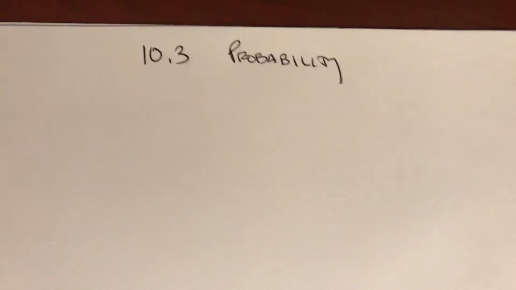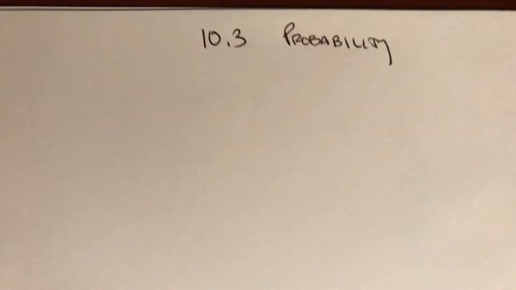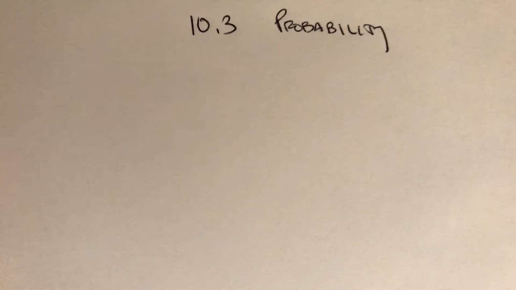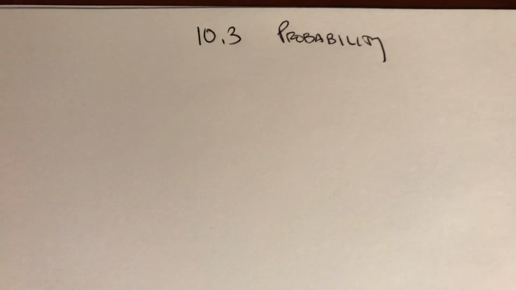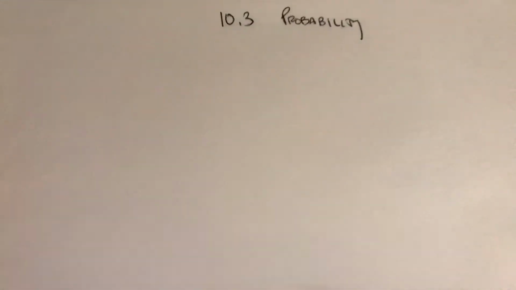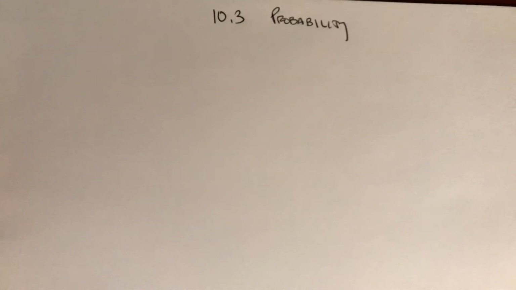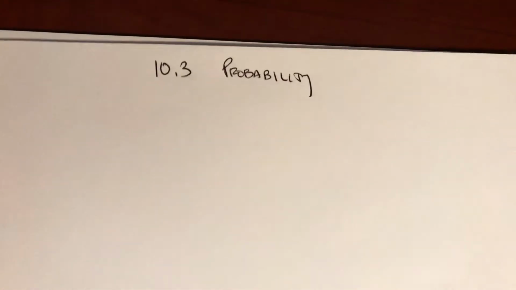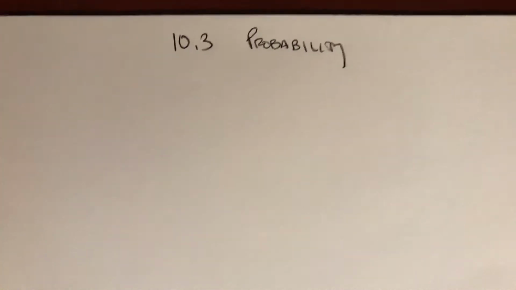Okay, Algebra 2, section 10.3 is on probability and odds. Basically, the definition of a probability is the likelihood of something occurring. It's always a number between 0 and 1. If the probability of an event occurring is 0, that means that event will not occur. If the probability of an event is 1, then that event is most certainly going to occur.